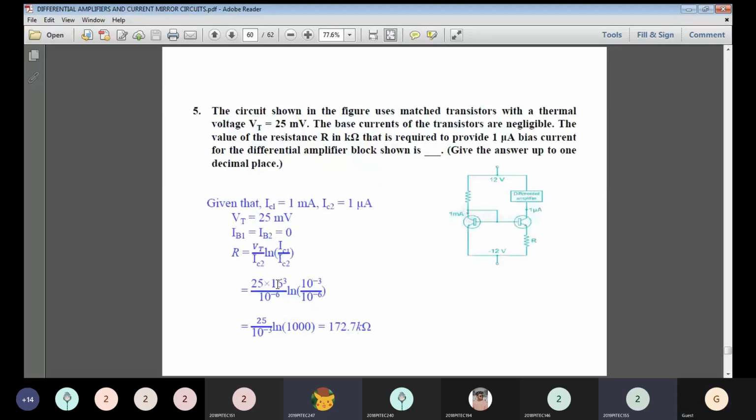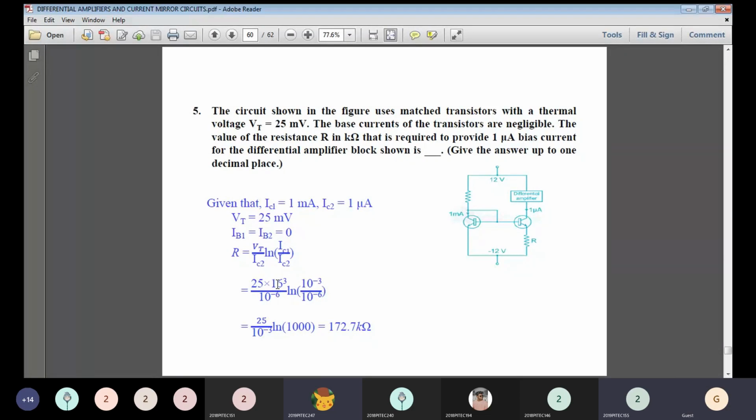And this question, see this, is a special case of the current mirror. We are using this in a differential amplifier. This is somewhat a unique question. The circuit shown in the figure has matched transistors with thermal voltage VT. The base currents of the transistors are negligible. The value of resistance R is K in kilo ohms, and it is required to provide 1 milliamp bias current for the differential amplifier block shown. So what is the value of the resistance R here?